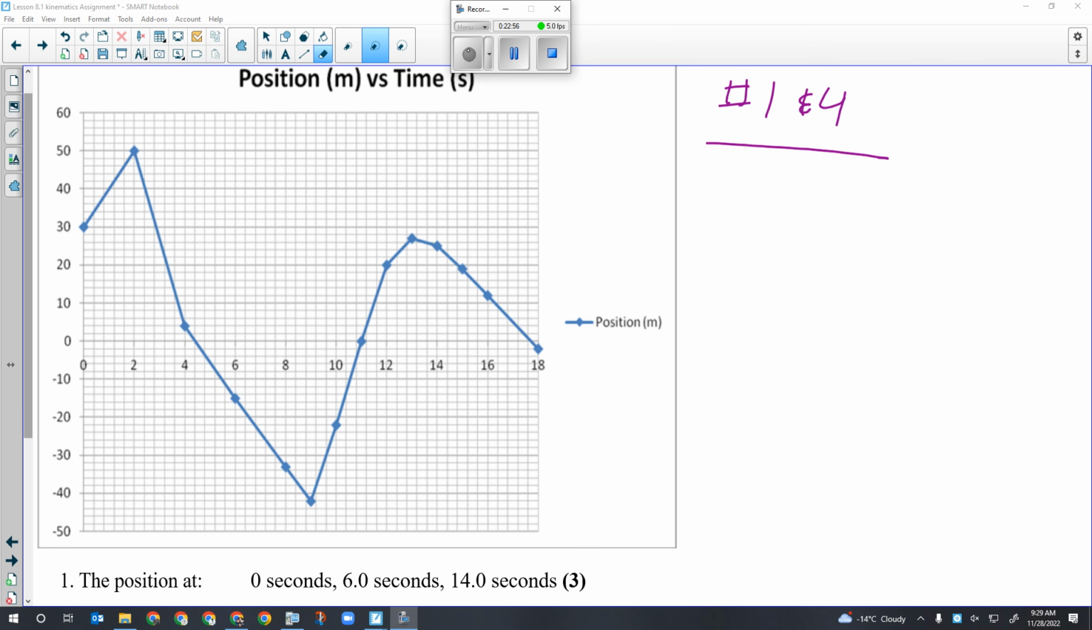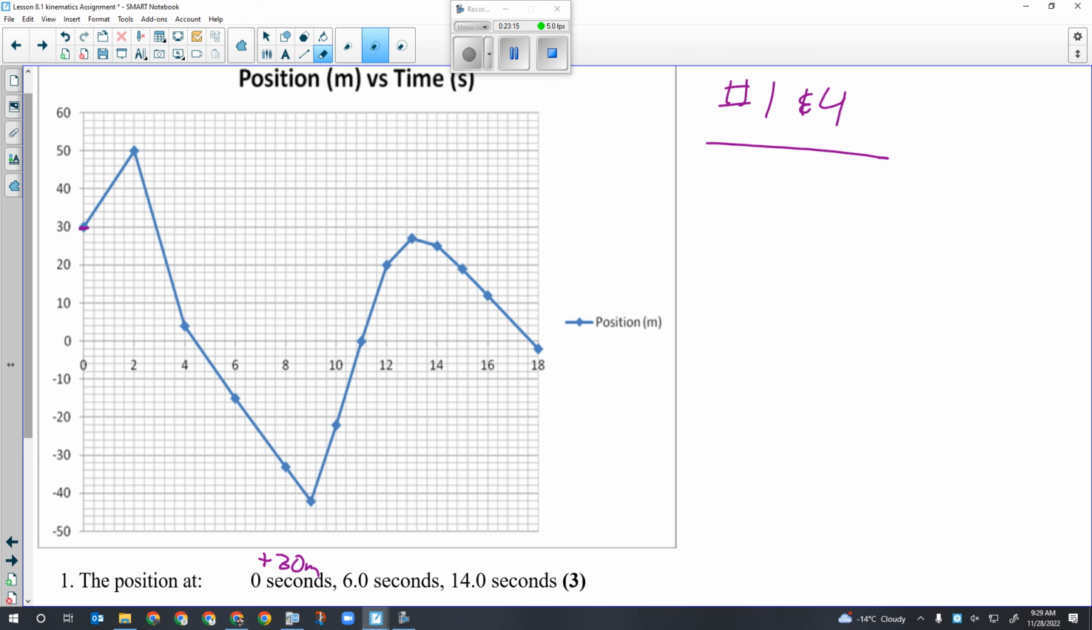Okay, let's have a look at these. So the first one's pretty easy. The position at 0 seconds. All right, well, it's a position versus time graph. Looks to me like at time 0 seconds, the position is positive 30 meters. I do have to have the positive on there because there's negatives on the graph. Position is a vector quantity.